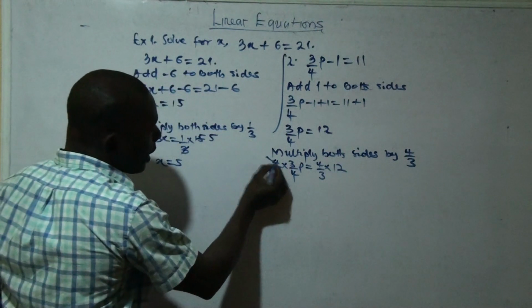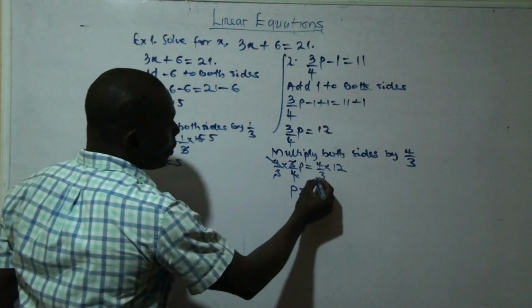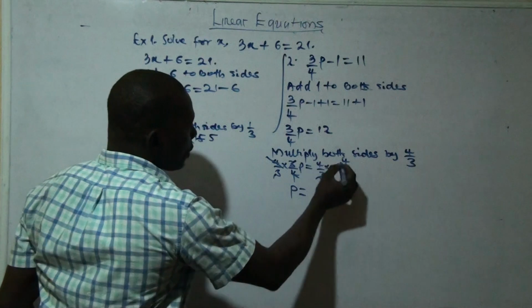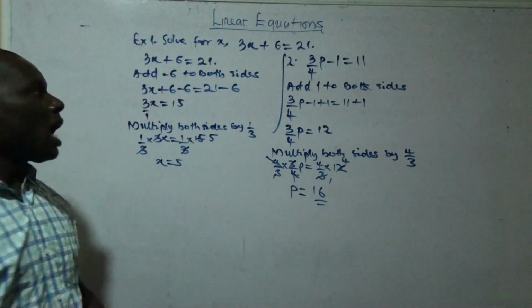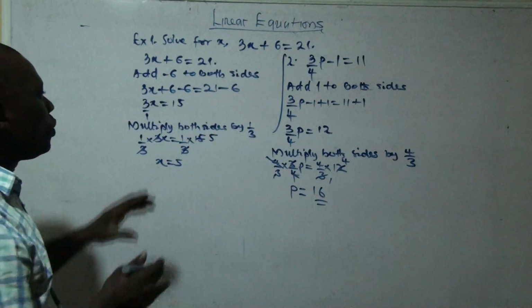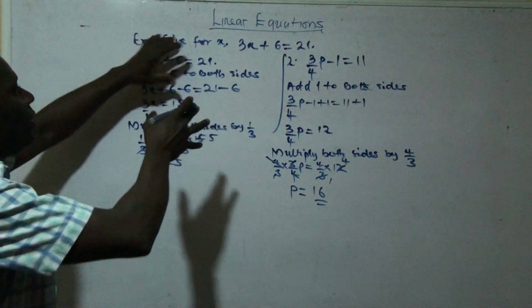So here you can see these cancel off, and here we have p. p is equal to 3 into 12 is 4, then 4 times 4 gives us 16. So this is how you use this approach to handle a problem of this nature.